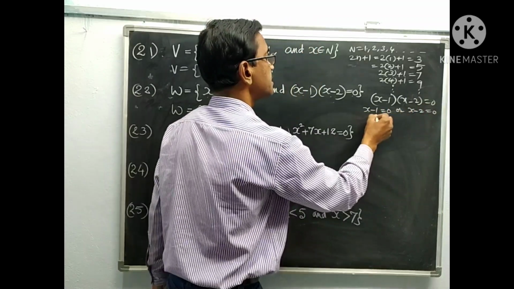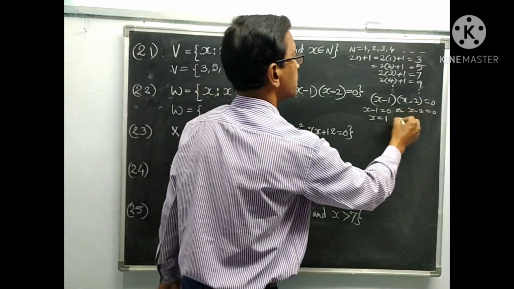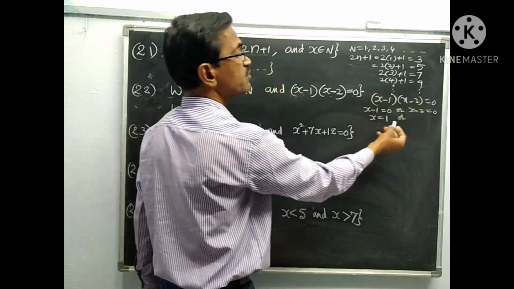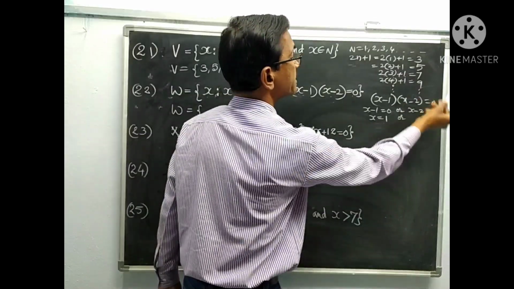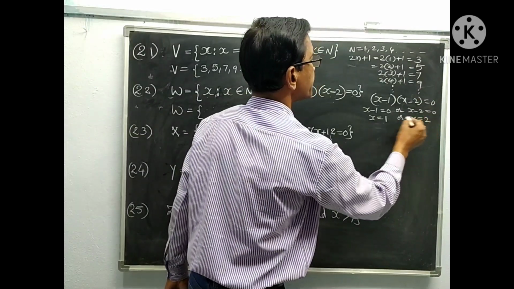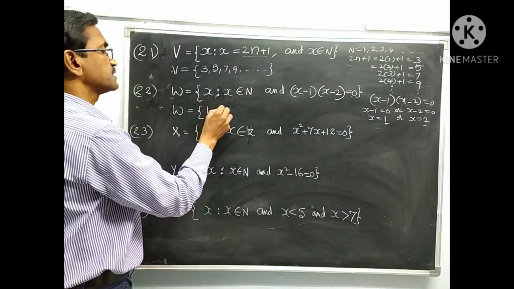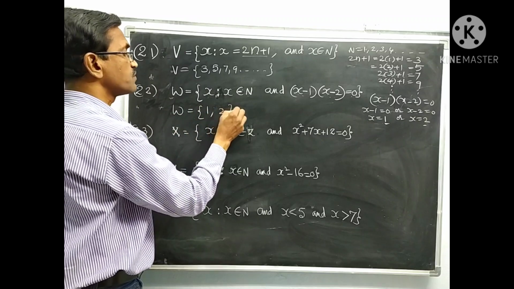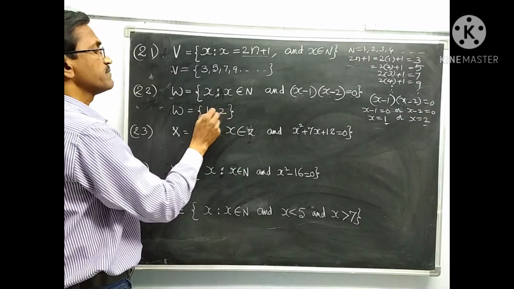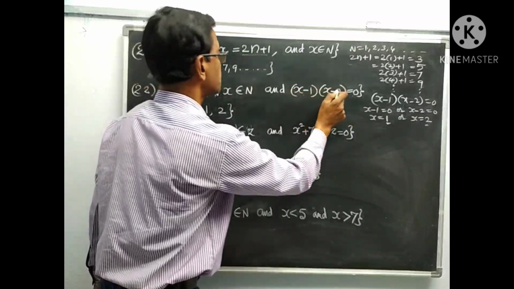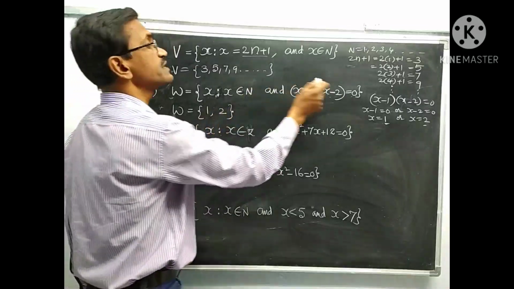From this we get x is equal to 1, by transposing minus 1 to the other side as plus 1. Here minus 2, by transposing, plus 2. So we get two values, 1 and 2. So W is a set of numbers 1 and 2. These elements satisfy this equation. If we substitute these elements, we get 0.